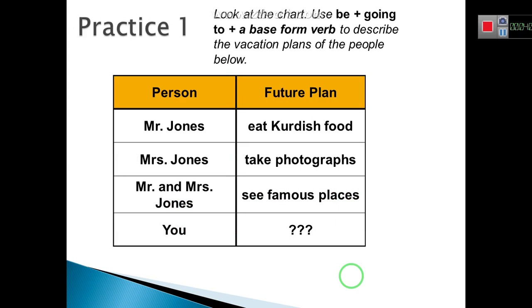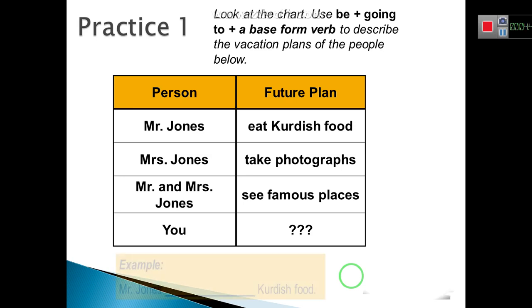Okay, look at the chart. Let's practice first. It's a simple practice. I'm gonna do the first one for you, and the others you have to do. Use be going to plus a base form of the verb to describe the vacation plans of the people below. Okay, Mr. Jones and future plan. What's the future plan? Eat Kurdish food. Mrs. Jones take photos. Mr. and Mrs. Jones see famous places, and you.